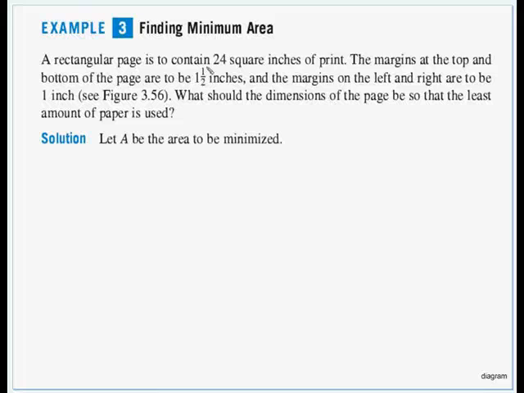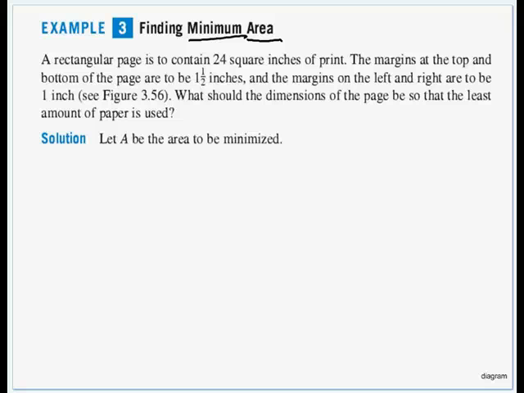Okay, here in example 3, we're going to be finding minimum area. So we want to minimize area. A rectangular page is to contain 24 square inches of print. The margins at the top and bottom are to be 1.5 inches, and the margins on the left and right are to be 1 inch. What should the dimensions of the page be so that the least amount of paper is used?